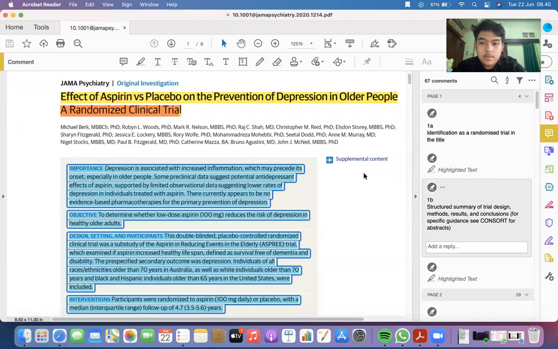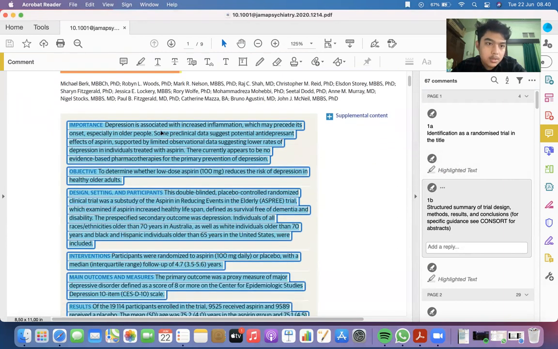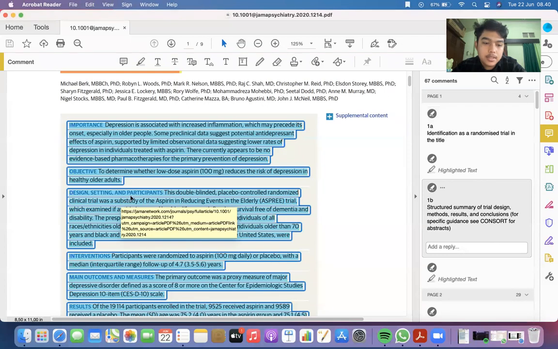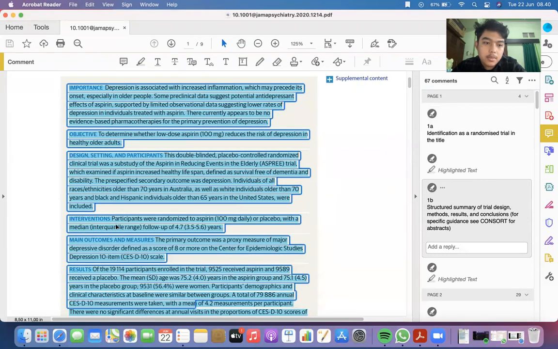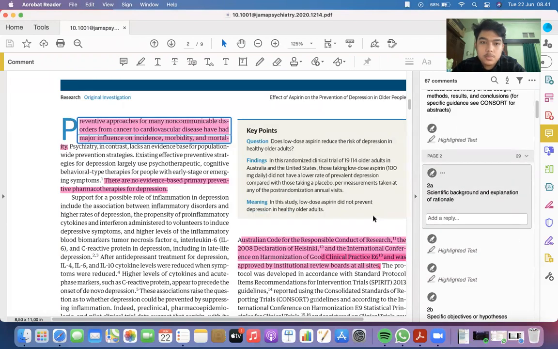The second point is 1B, an unstructured summary of trial design, methods, results, and conclusion, with specific guidance in CONSORT for abstracts. As you can see, there are importance, objective, design, setting and participants, intervention, main outcomes and measures, and also results. The next one, point 2A, is the scientific background and explanation of rationale.